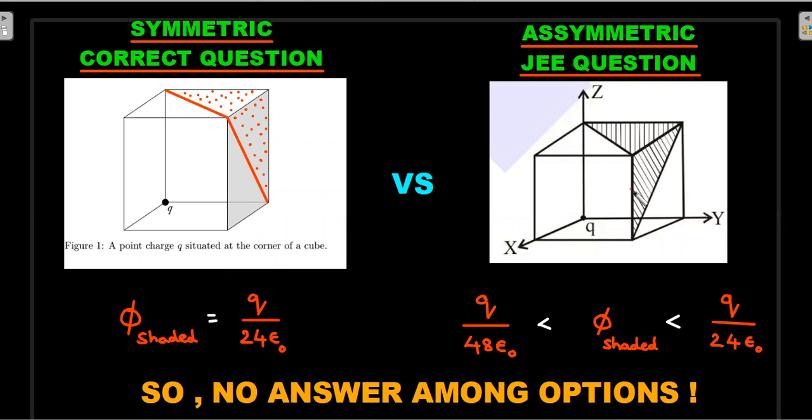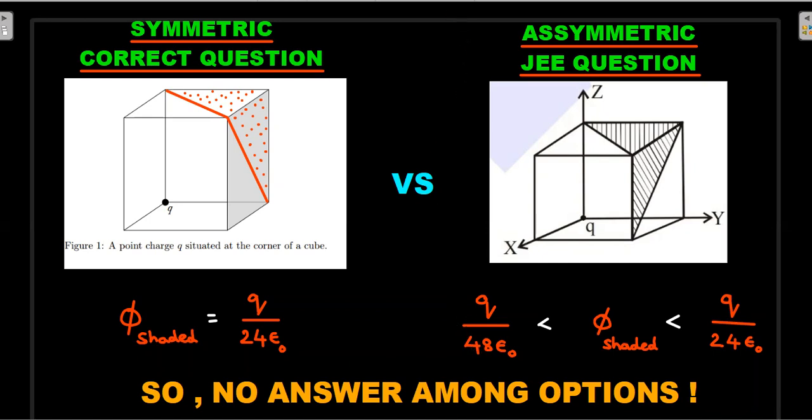Whereas in the asymmetric JEE question, as you could see, there is a difference here. Once they have shaded this way, the value of this shaded flux is going to lie between these two numbers and not be any one of those two. So no answer is among the options, but they have given the answer as q by 24 epsilon naught. More important question is what's the actual answer? That's where our problem solving skills get enhanced, and we'll also top it up with some practice problems.